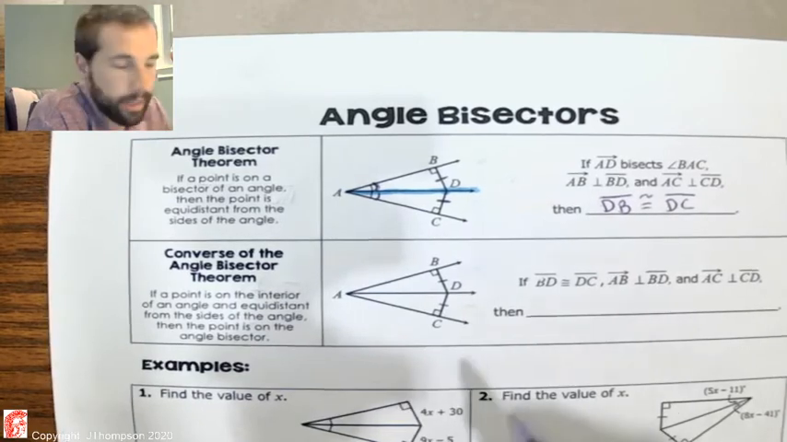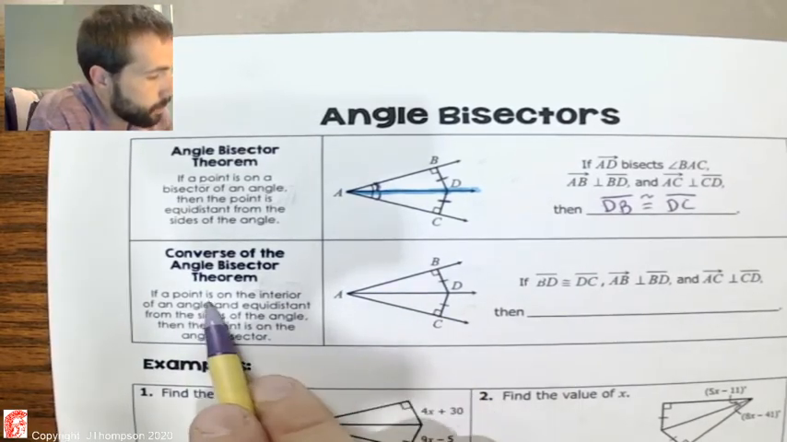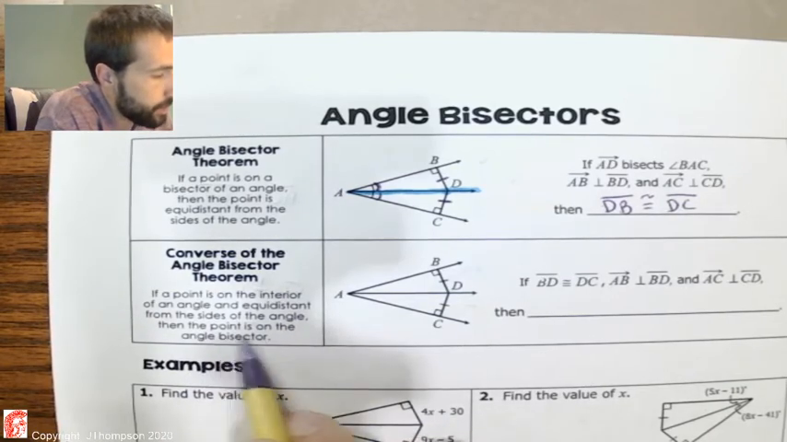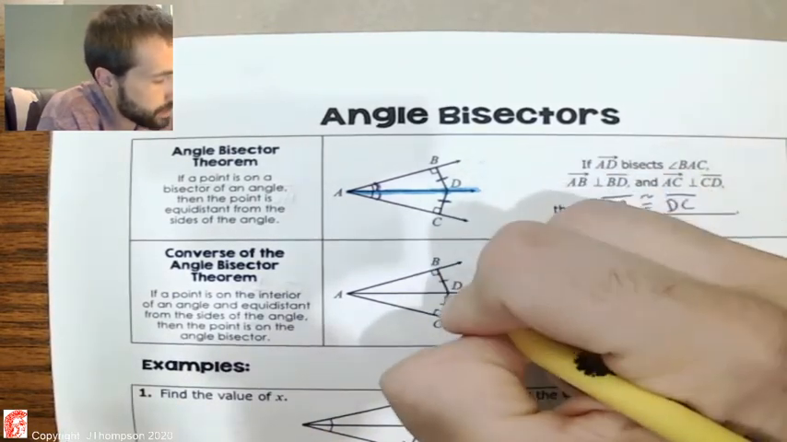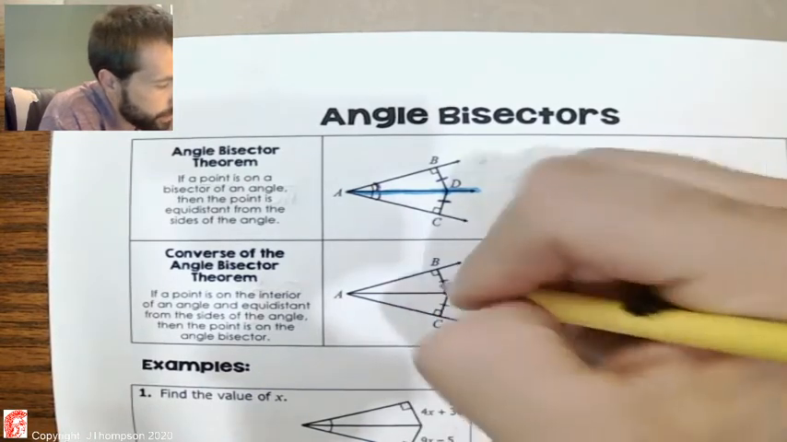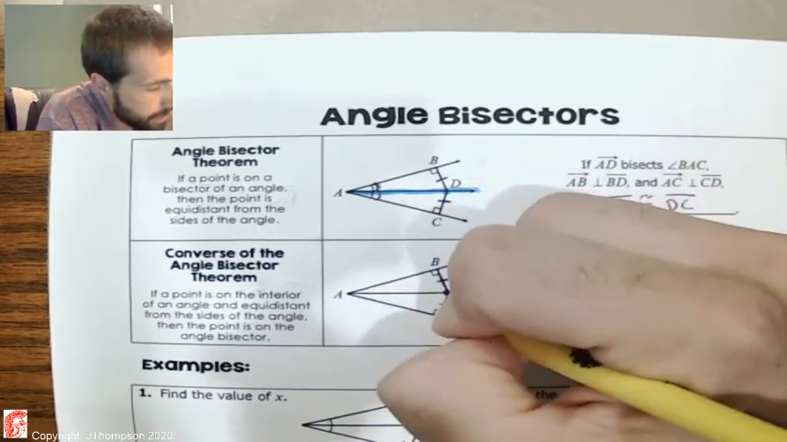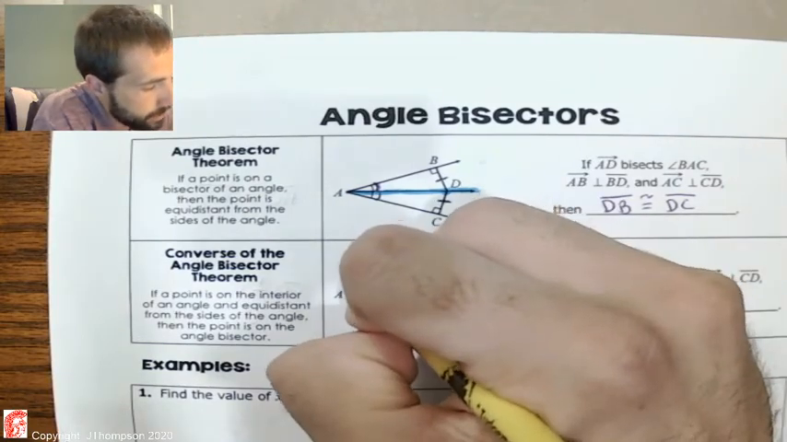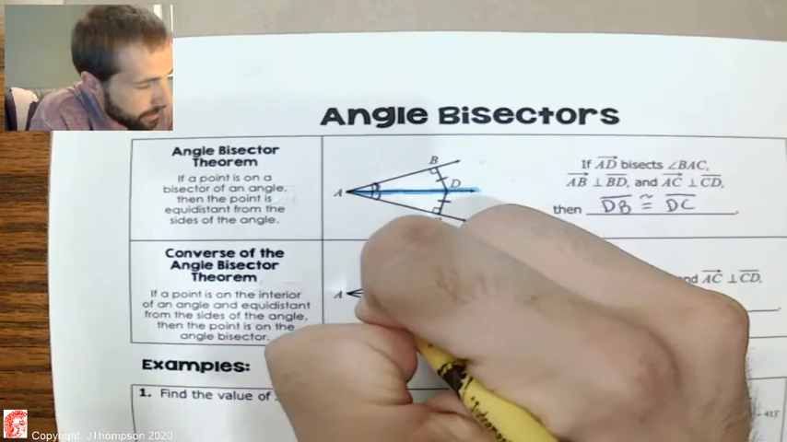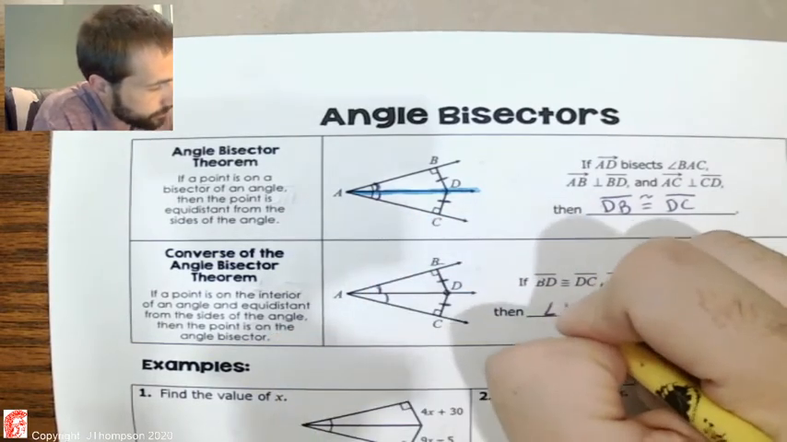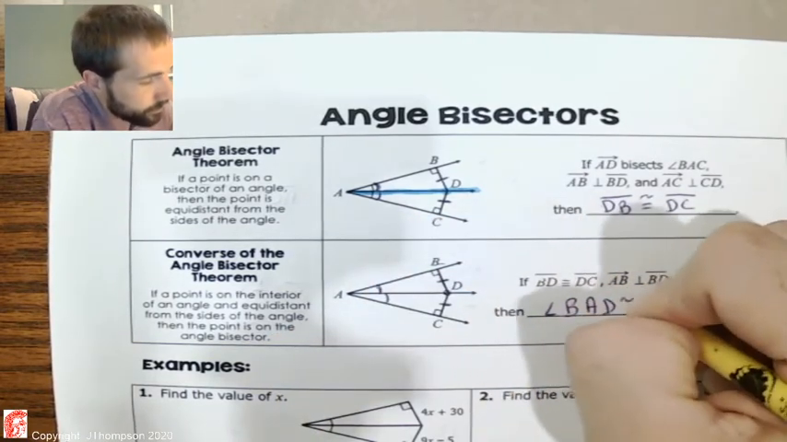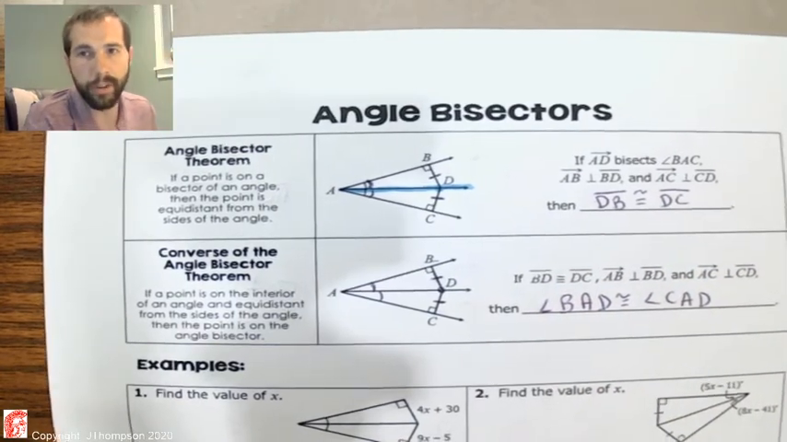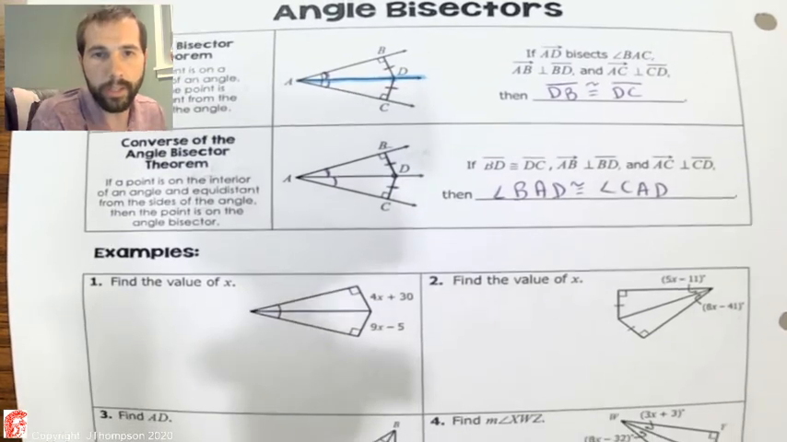Conversely, we can say that if a point is on the interior of an angle and is equidistant from the sides of the angle, then the point is on the angle bisector. So in this case, D is in the interior of the angle. It's equidistant from the sides of the angle. That means that angle BAD is congruent to angle CAD. That's the converse of the angle bisector theorem. Okay, so let's take a look at 2 examples.